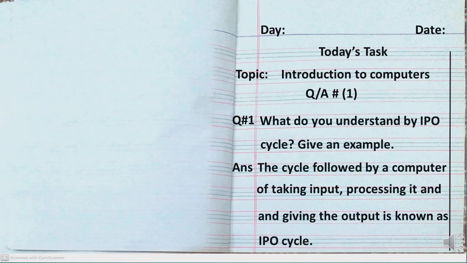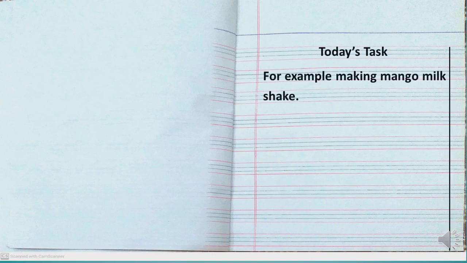Question number 1. What do you understand by IPO cycle? Give an example. Answer: the cycle followed by a computer of taking input, processing it, and giving the output is known as IPO cycle. Open next page, draw a margin line and then write today's task. For example, making mango milkshake.